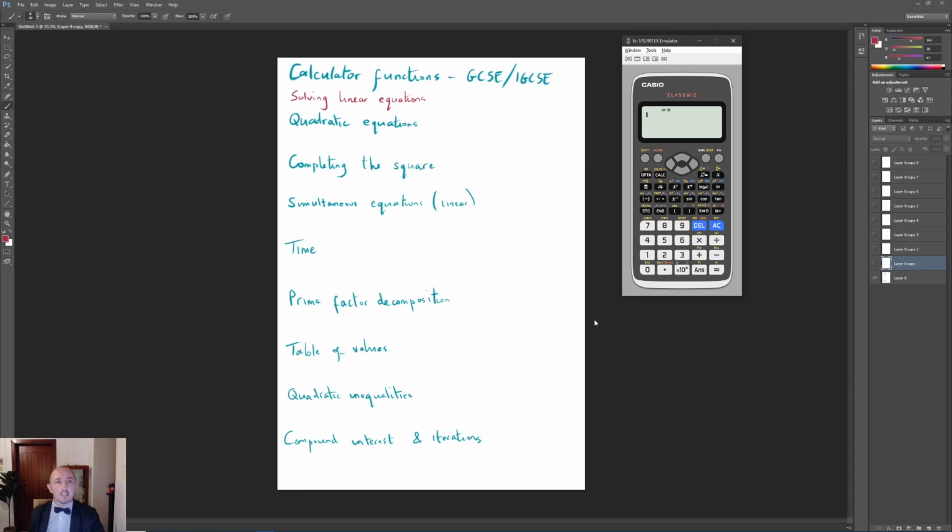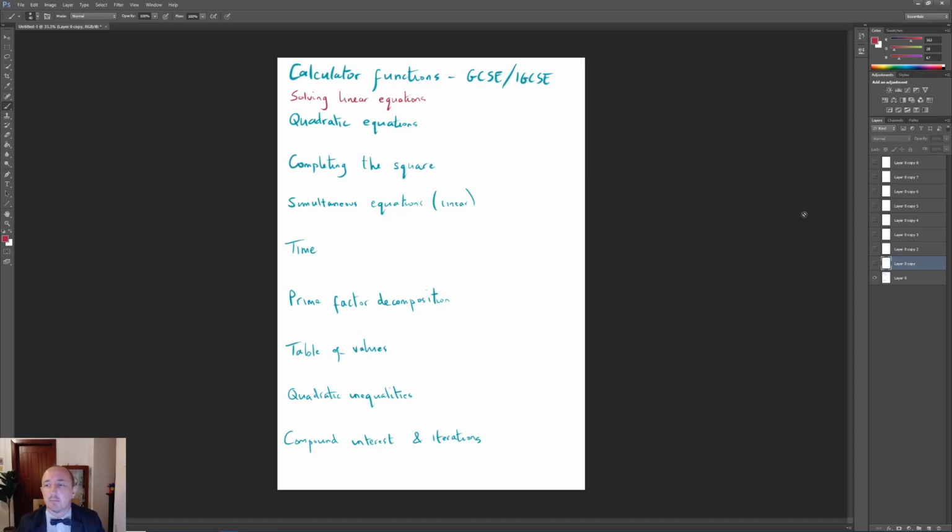So let's start with solving linear equations. We can use this calculator in a useful way if we have something like, let's say, 4x minus 2 equals 2x plus 3, for example, and we have to solve that equation.